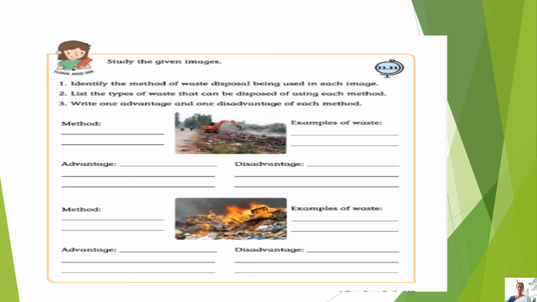Now look at this activity. This activity is given in your textbook, page number 123. Identify the method of waste disposal being used in each image and list the types of waste that can be disposed of using each method. Write one advantage and one disadvantage of each method.